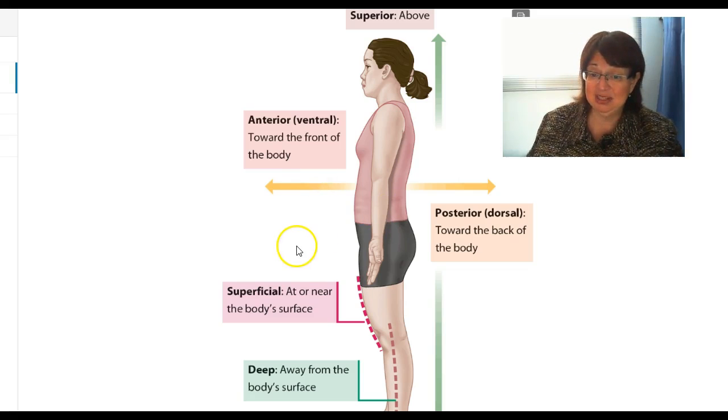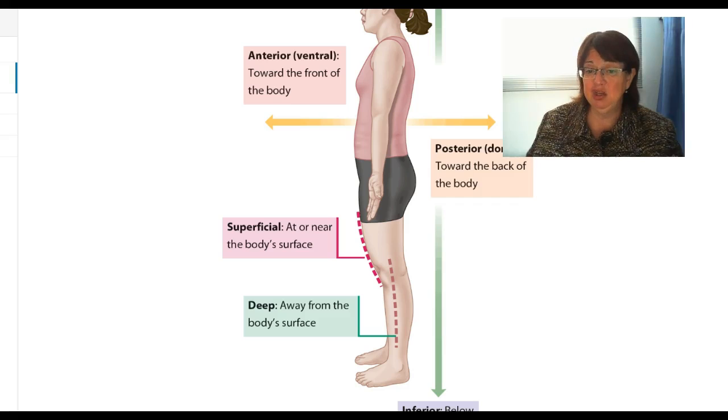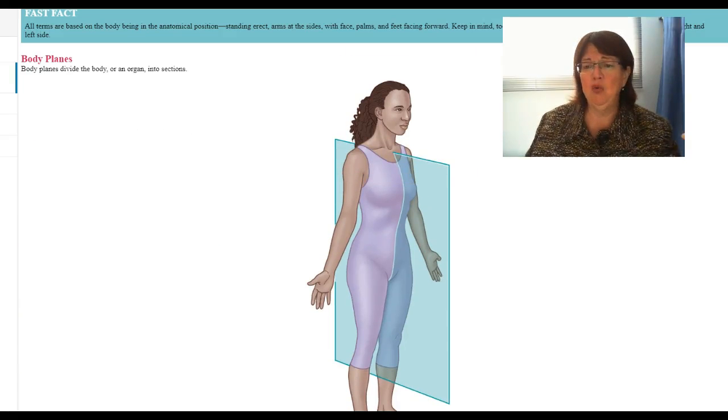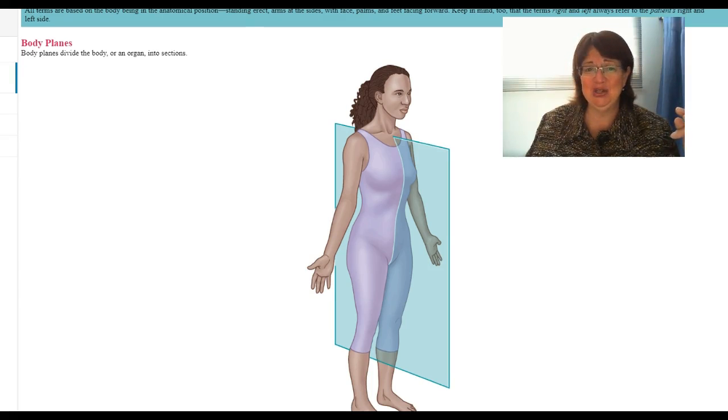Then we're talking about superficial and deep. Those are paired. Superficial means on the surface, and deep is away from it. And usually when we're referring to superficial and deep, we're looking at blood vessels, or we're looking at muscles. Okay? Now, the body is cut into sections, and as you cut it into different sections, you get different images.